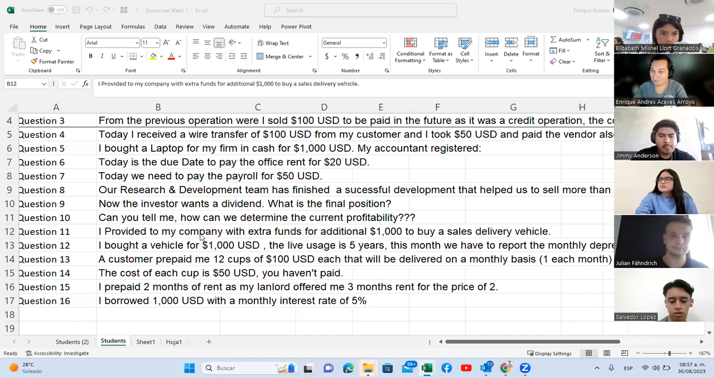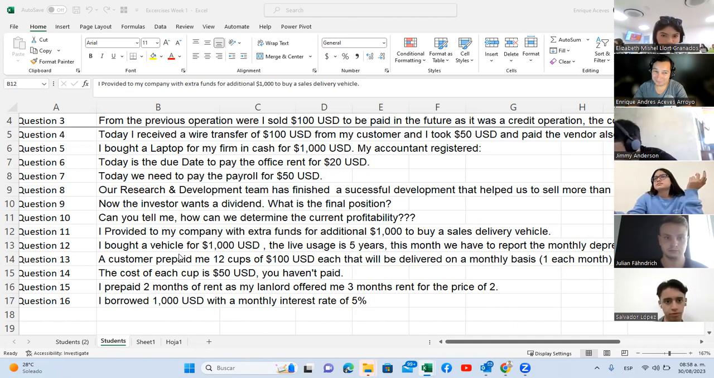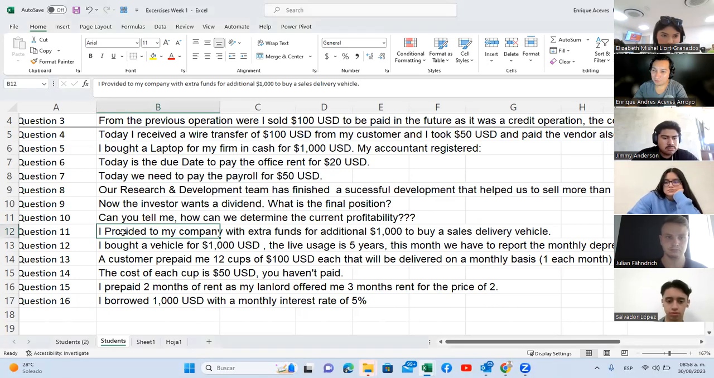Easy, easy peasy. Come on, guys. Question 11. Well, the vehicle would be an asset, right? That's question 12. First we have 11. First, we have to register question 11.